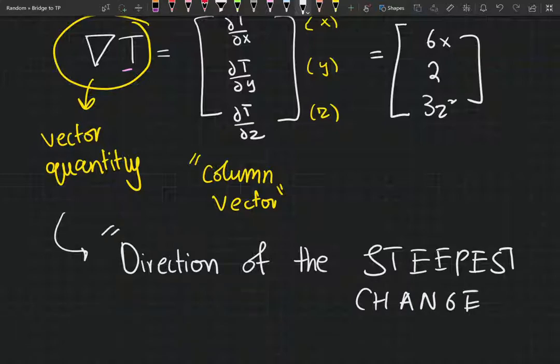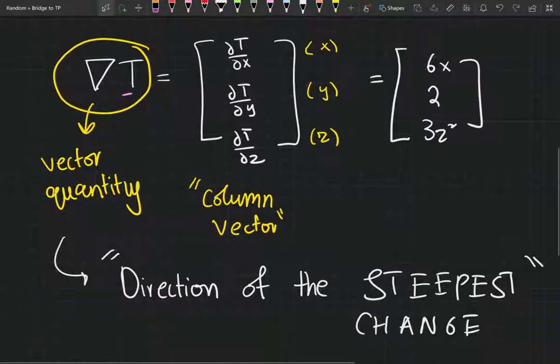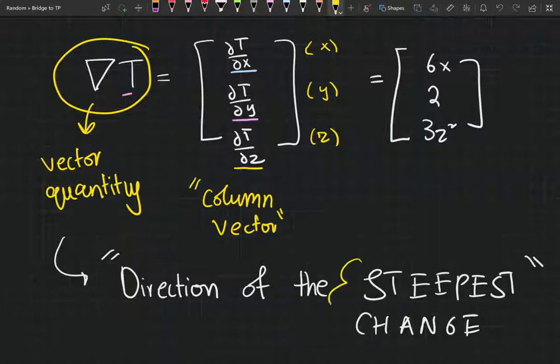So you know how your temperature is varying with respect to x, with respect to y, and with respect to z. All these three expressions are collected as a vector quantity now, and the direction is going to be in the direction of the steepest change.